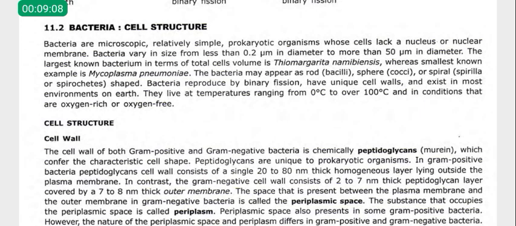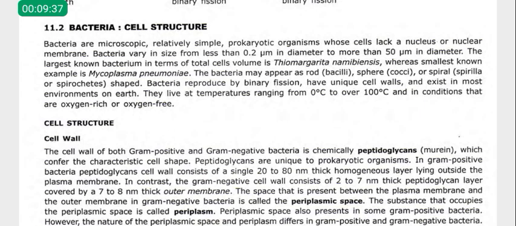So, the largest known bacterium in terms of total cell volume is Thiomargarita namibiensis, and the smallest known example is Mycoplasma pneumoniae. The bacteria may appear as rod, bacilli, sphere, cocci, and spiral, spirilla, or spirochete shaped.